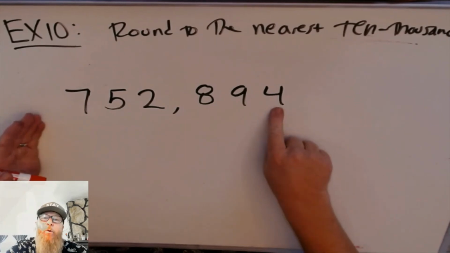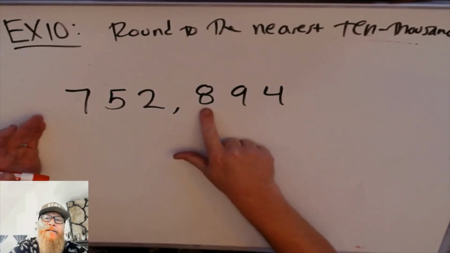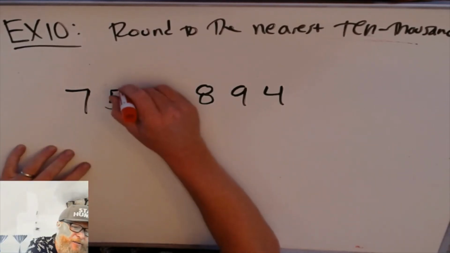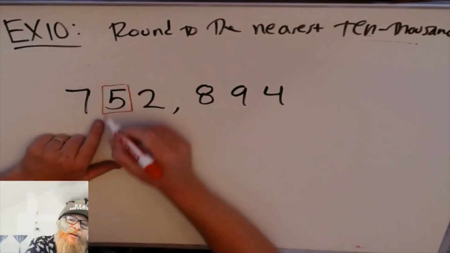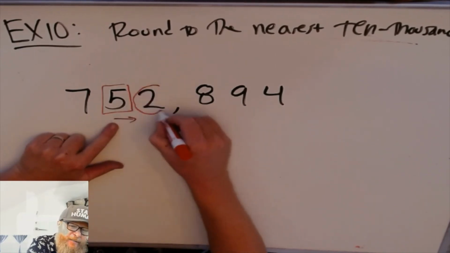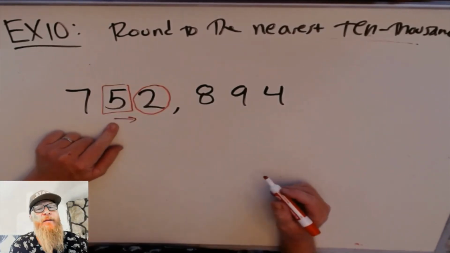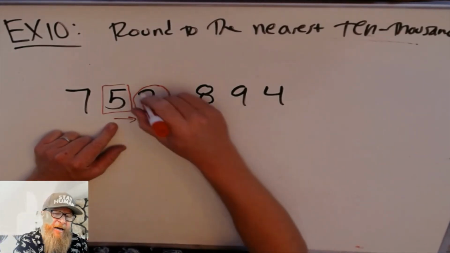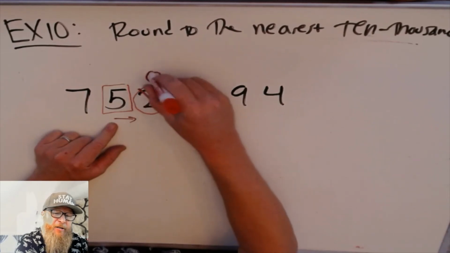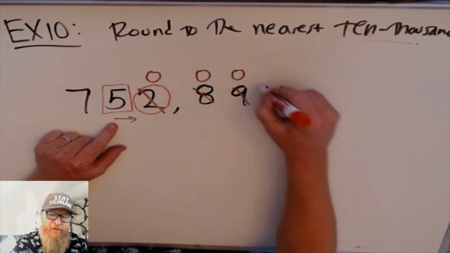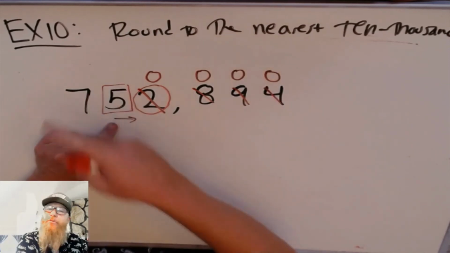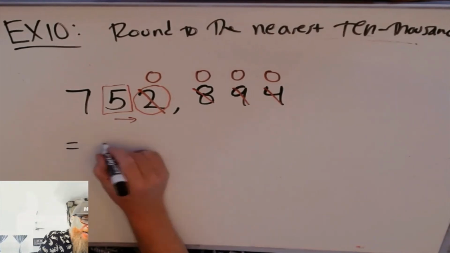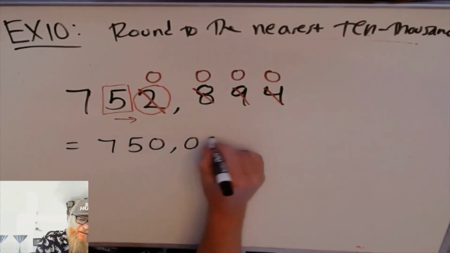Going back to the beginning, we have ones, tens, hundreds, thousands, 10,000s, so right here. And then we look to the right. The dictator is 2. Is 2 larger than 5 or equal to 5? No. So that gets turned into a 0, 0, 0, 0. And you do not round up. You do not add 1. So you will simply get 750,000.